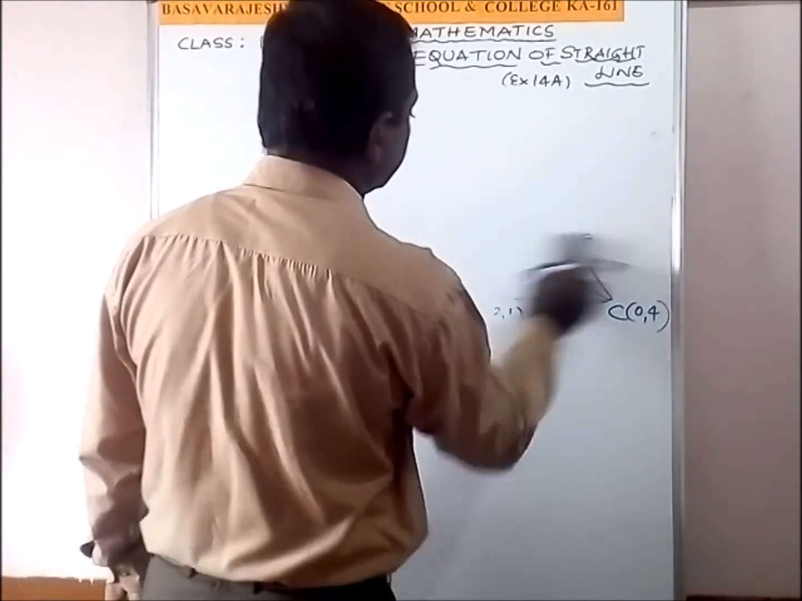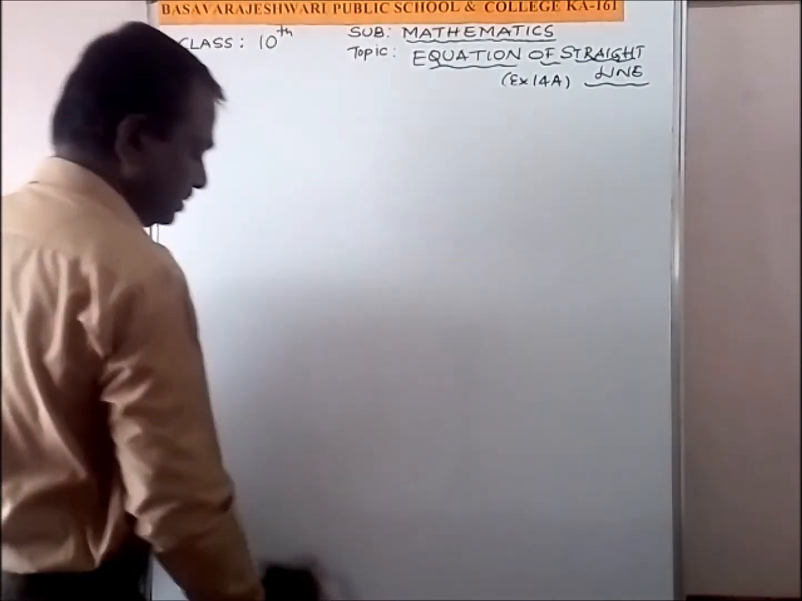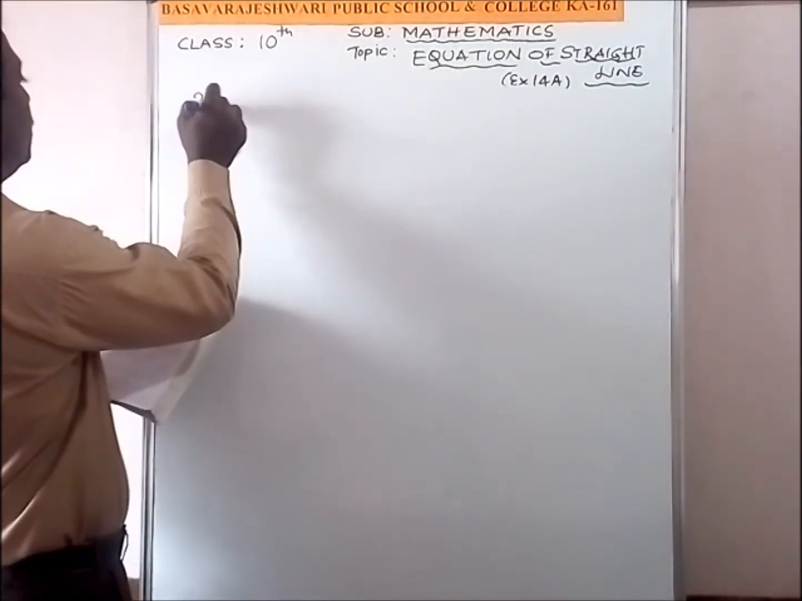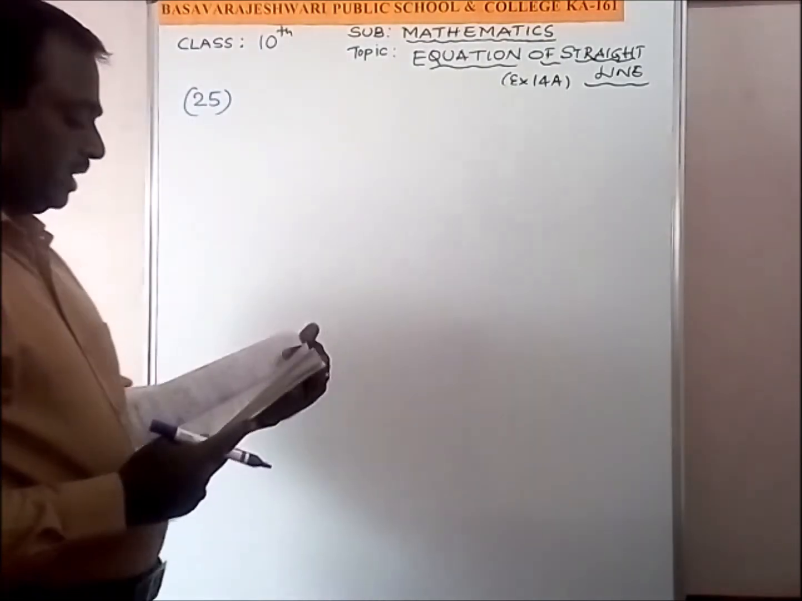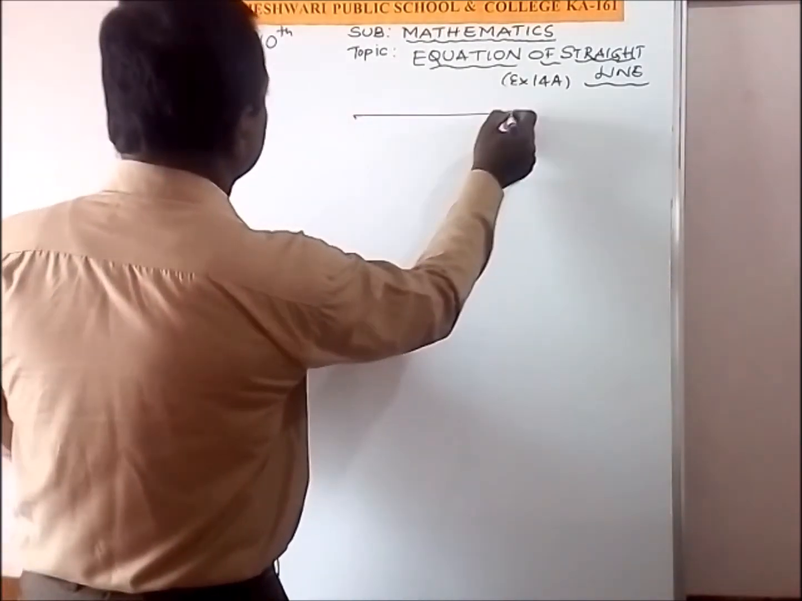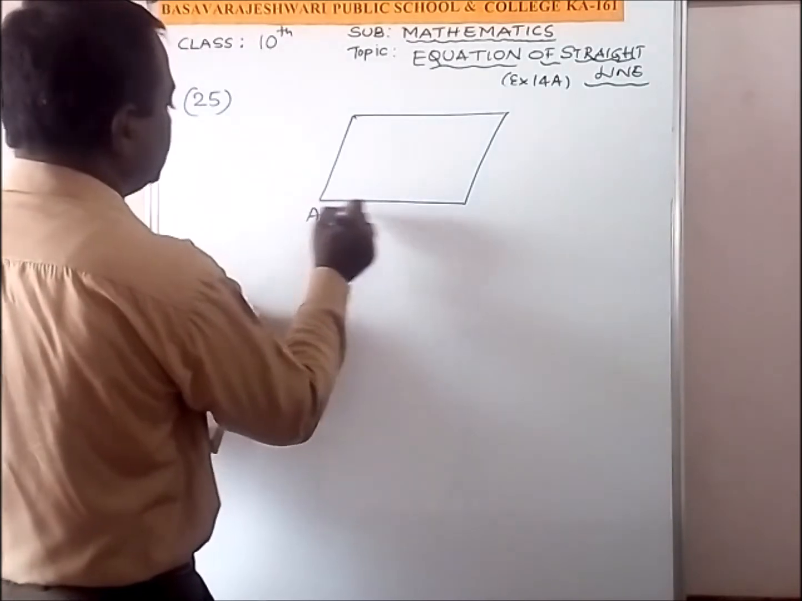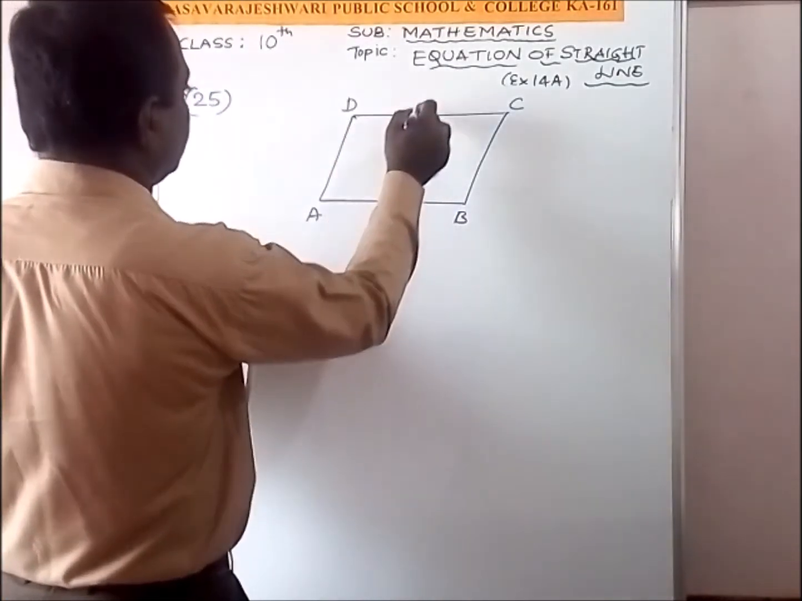Now I will come to the next question. That is question number 25. Three vertices of a parallelogram ABCD are given.